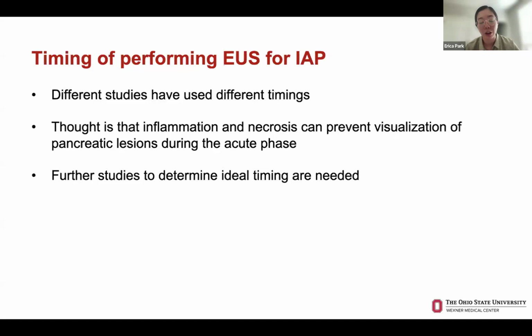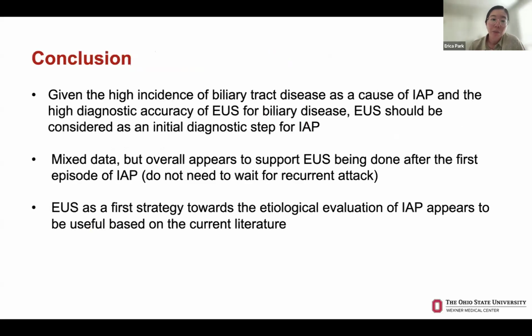Disadvantages, though, of delaying EUS too long include missing early diagnosis of lesions such as ampullary stones, small periampullary tumors or pancreatic tumors, and patients may also be lost to hospital follow-up if they're given an outpatient EUS for follow-up rather than doing it that admission. And further studies are definitely needed to determine an optimal timing for performing EUS.